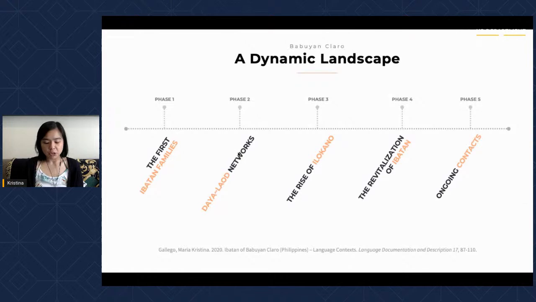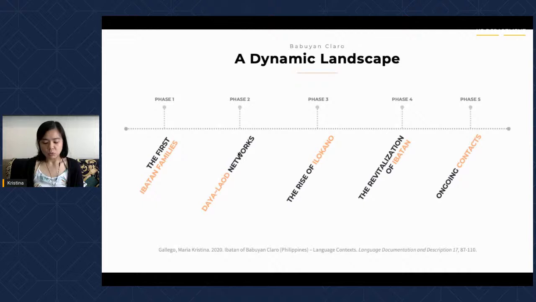So Daya means East, and this is comprised of mostly Ibatan-speaking groups and families, whereas Laod, or West, is comprised mostly of Ilocano-speaking families. And these are typically mixed Ibatan and Ilocano families, so products of intermarriage. More or less, the pattern of multilingualism here during this period was kind of egalitarian. There was no centralized authority in the community yet. And so there was little to no prestige over either of the two groups.